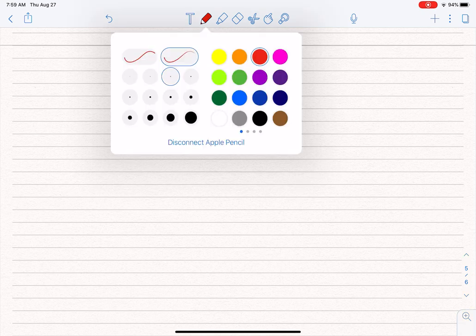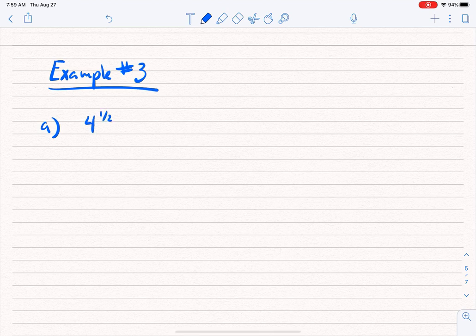In terms of rational exponents, let's look at an example. I think we're up to what? Example number 3, if I'm correct. Okay, so example number 3, we'll do 3 parts. We'll start with a super easy part. We'll say part A is 4 to the 1/2 power.